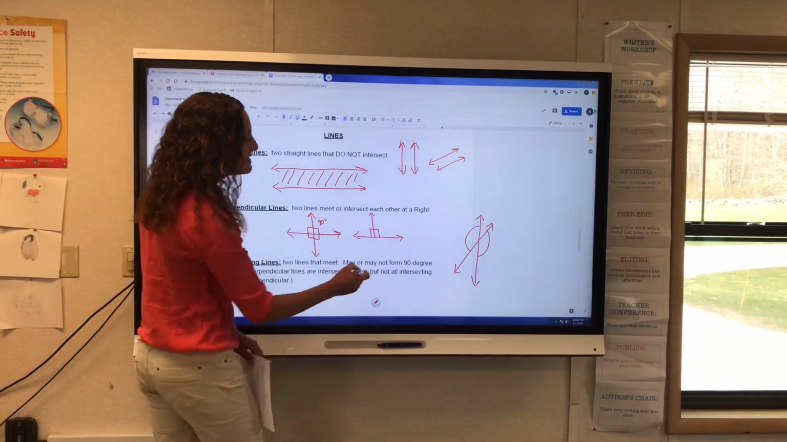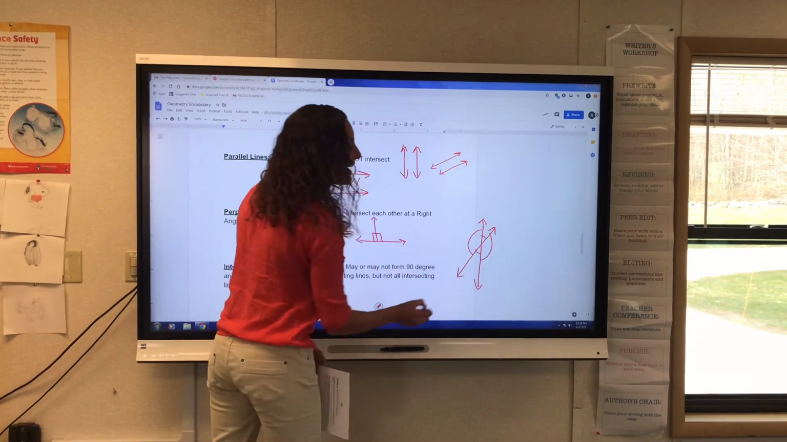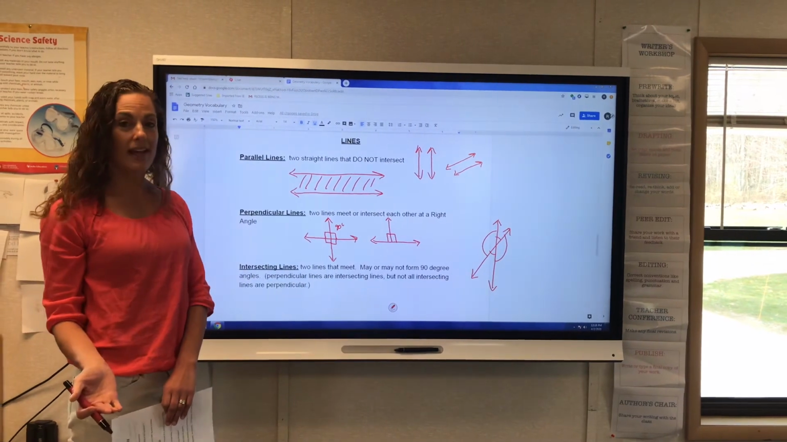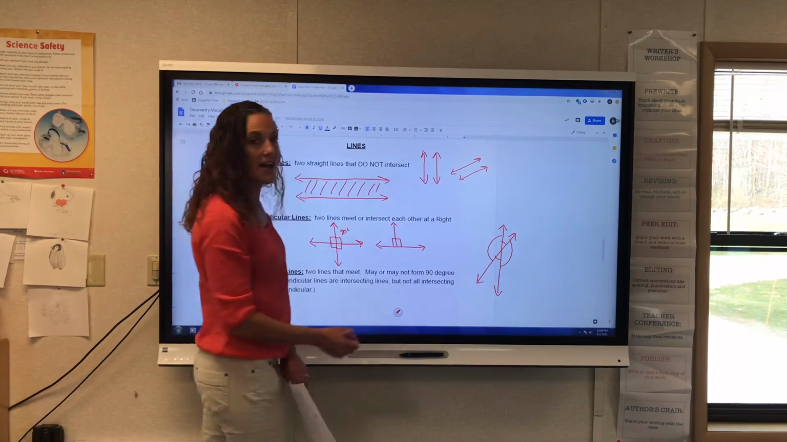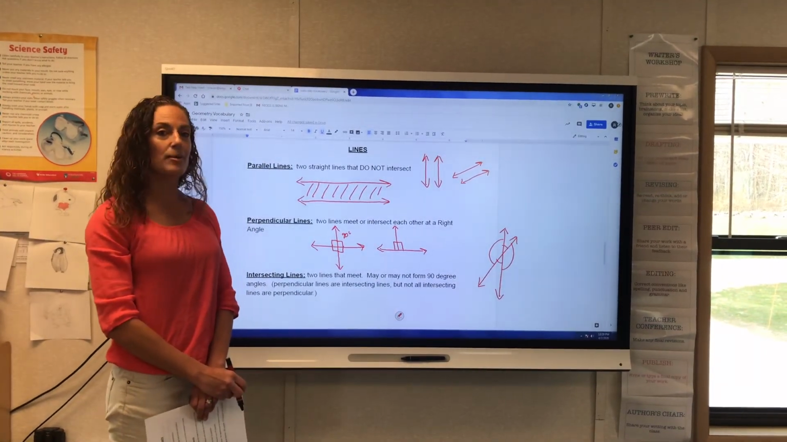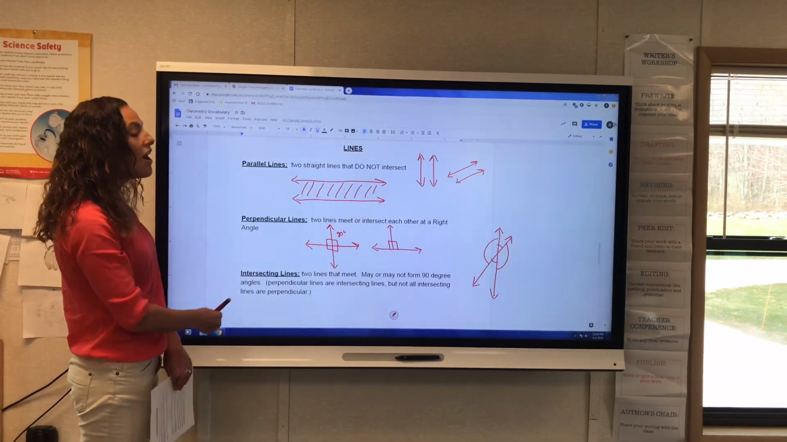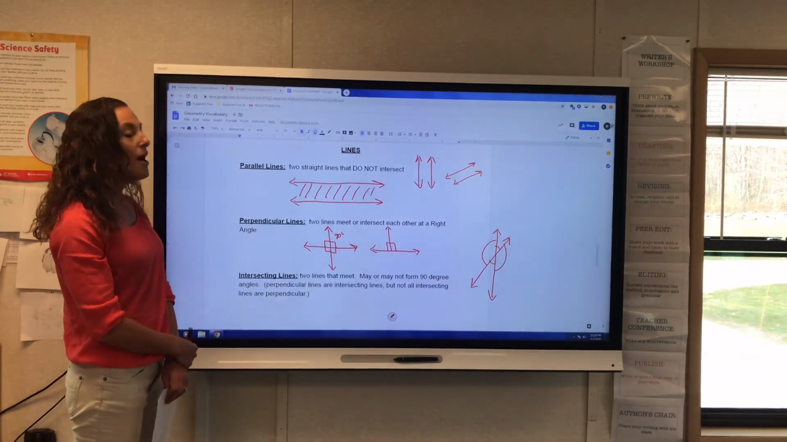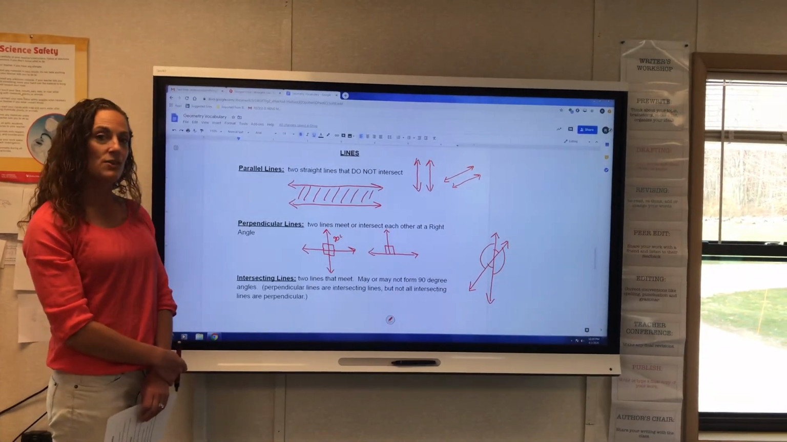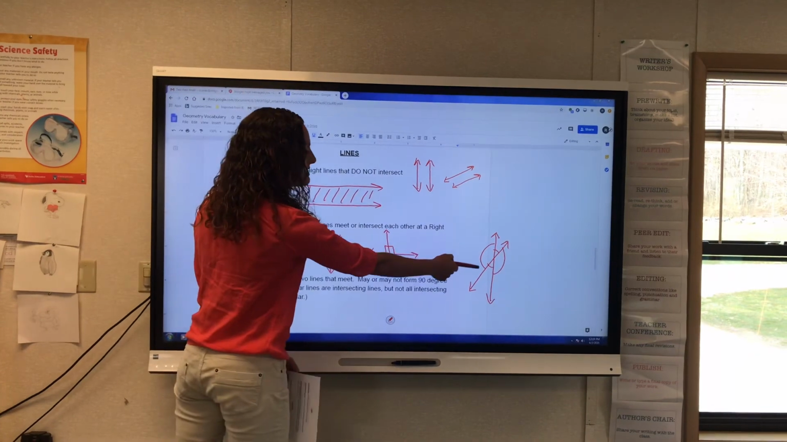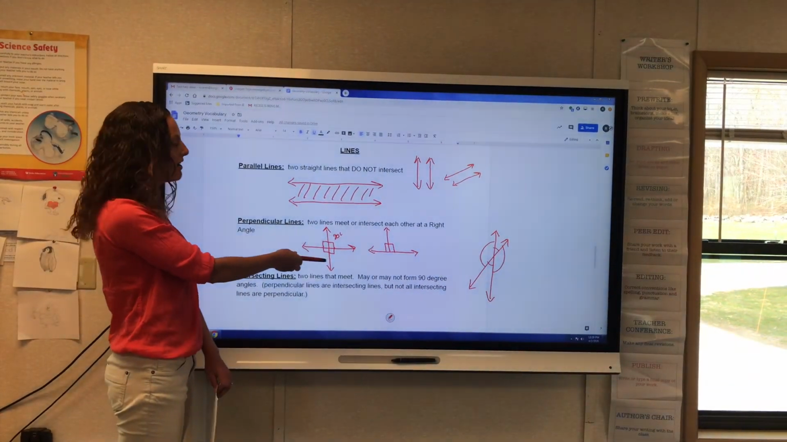Okay? And these angles here, on the bottom and the top here, I can tell are acute angles. They're less than 90 degrees. So yes, these lines intersect, but no, they're not perpendicular. So it says here in parentheses, perpendicular lines are intersecting lines, but not all intersecting lines are perpendicular. So this is an example of intersecting lines that are not perpendicular. These are intersecting lines that are perpendicular.